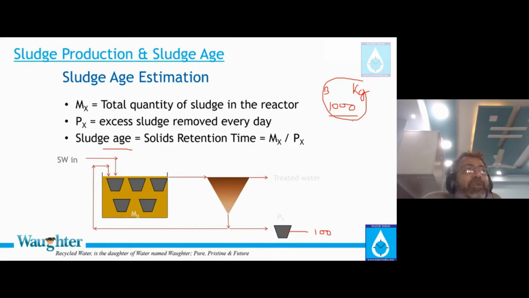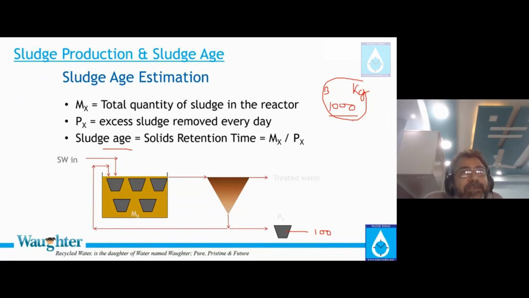Every day I can throw only 100 kg. People will say, no, we are right now at 1,000. I say, no, I can't throw 1,000, only 100 I can throw. So the people will keep on waiting. This waiting is called sludge age.